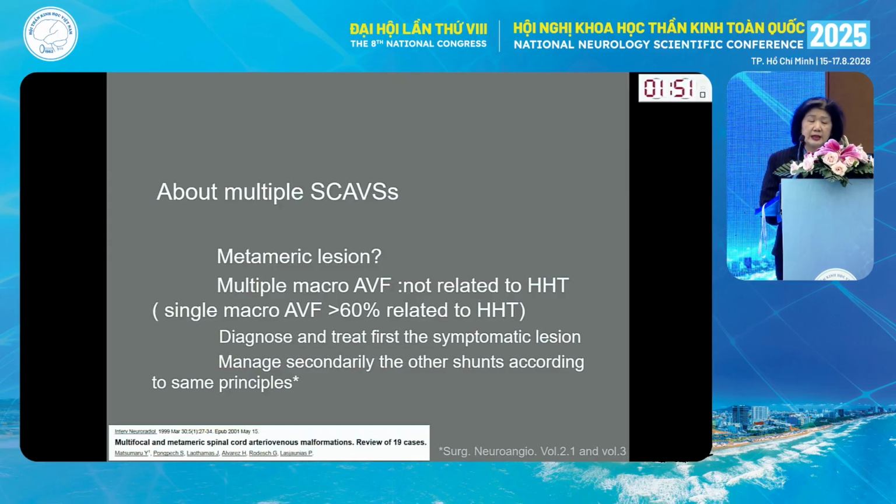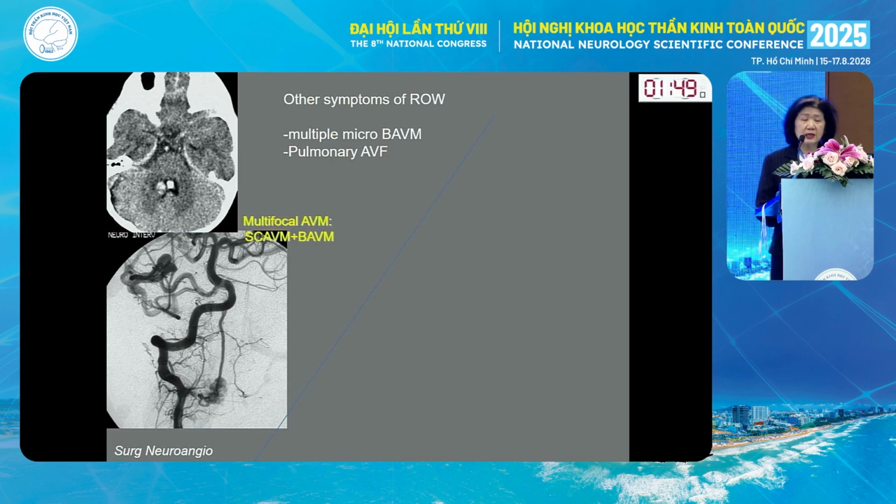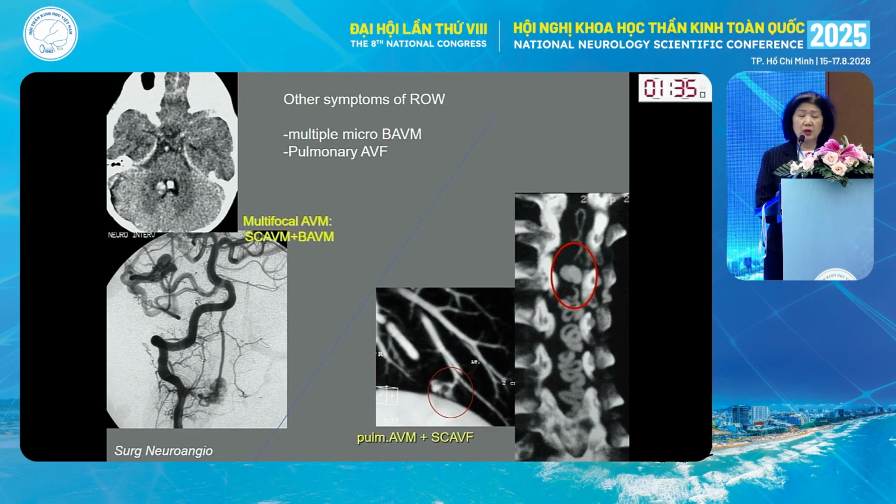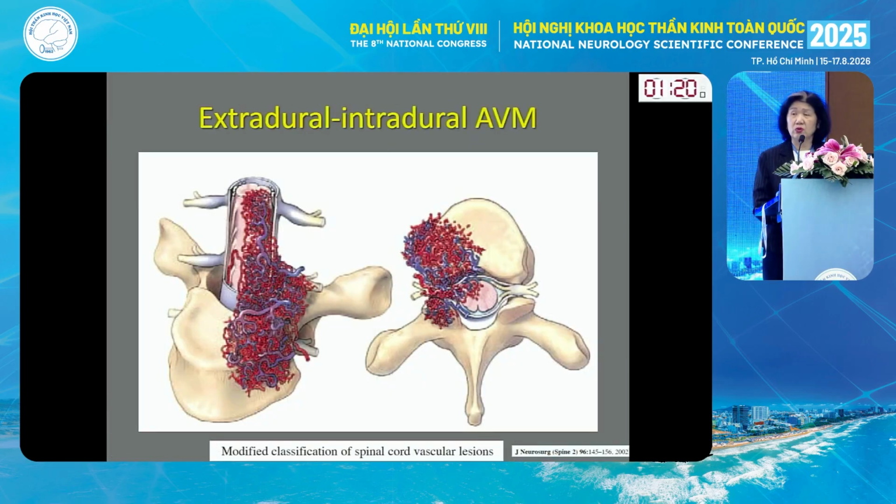Don't forget that, as I told you, this is a case of HHT or Rendu-Osler-Weber. They have multiple micro brain AVMs, pulmonary fistula, and look what they have at the spinal level. So don't forget. Another case: pulmonary AV fistula, familial epistaxis. Go to the family history, and you find in that spinal cord a single macrofistula that supports your diagnosis of HHT. Metameric lesion is what is shown in this drawing.